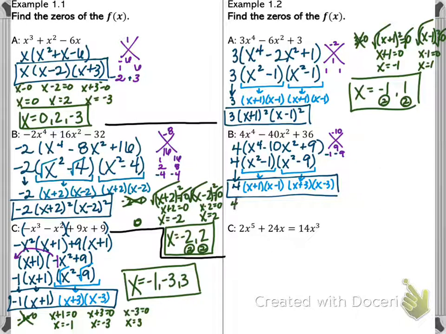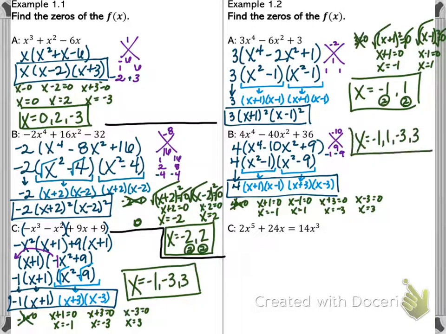I'm going to set each piece equal to 0. It doesn't work for that leading coefficient or for that GCF of 4 right there, but everything else that we set to 0 is going to give us an answer. Specifically, we're going to get -1, +1, -3, and +3. So I'll write it nice and big over here. And I do not have any multiplicity with this problem.